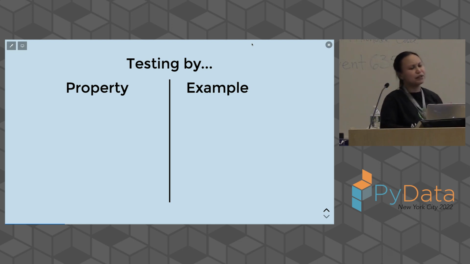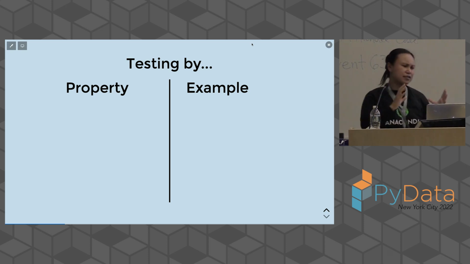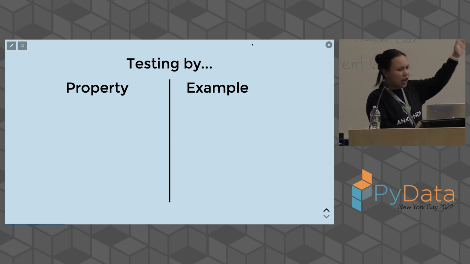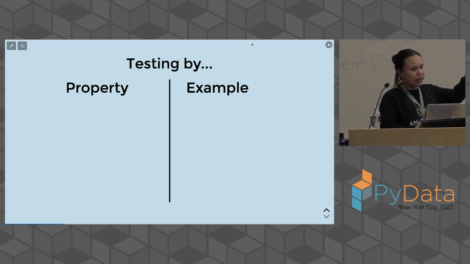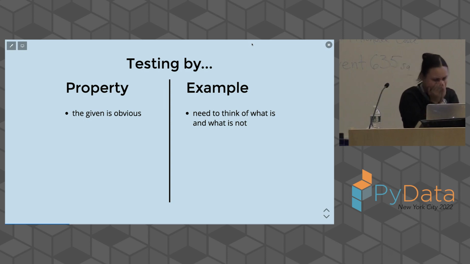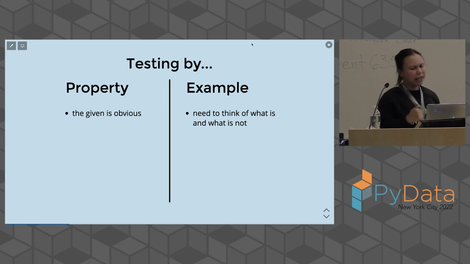So you may have been told that you have to write unit tests, right? You have to test each function, each method thoroughly. I will draw a line here, and I have two ways of doing it. One is test by example, one is test by property. Normally, how we write tests is test by example.